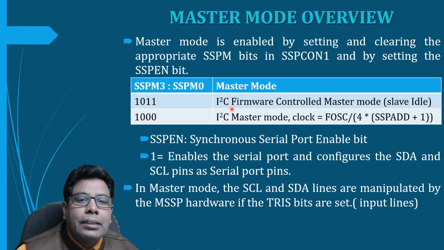In this case the slave will be idle, and if the pattern is 1000, then it will enter the I2C master mode. So the clock will be determined by this formula, that is F oscillator divided by 4 times the SSPADD plus 1.